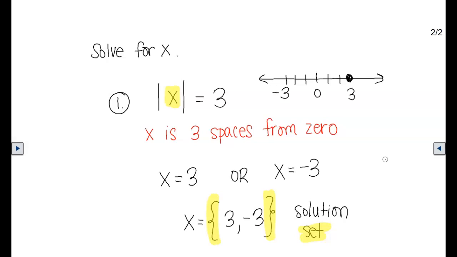So when we're solving absolute value equations, start by looking at what's in between the bars and look at what it says the absolute value is. The absolute value of x is equal to 3 means that x, whatever that may be, is 3 spaces from 0. So then I set about thinking about what numbers fit that description. 3 is 3 spaces from 0, and negative 3 is 3 spaces from 0. So those are my solutions.